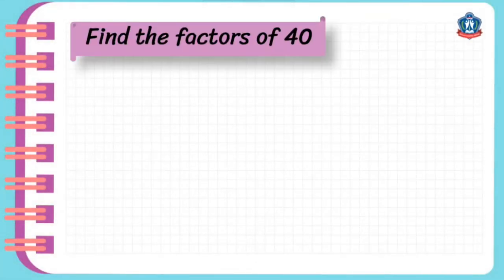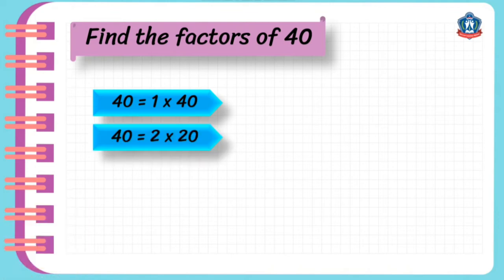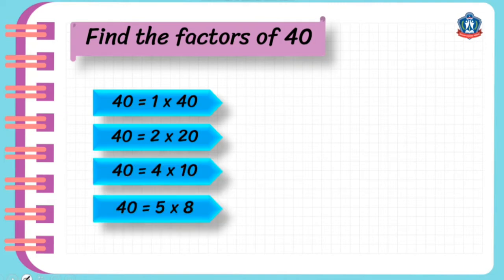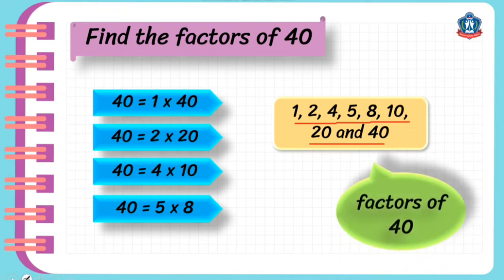Now, let's find the factors of 40. Let's have 1 times 40. Yes, it will give us 40. Another, we have 2 times 20. If we multiply, it will give us 40. Another, 4 times 10, and 5 times 8. So from the list, the factors of 40 are 1, 2, 4, 5, 8, 10, 20, and 40. So these are the factors of 40.